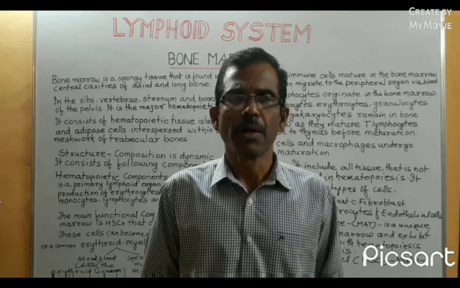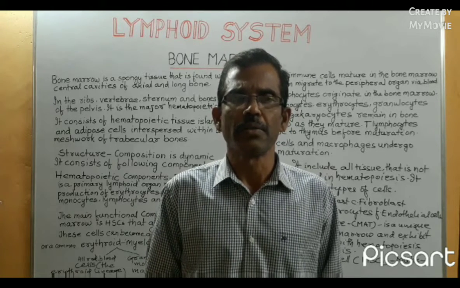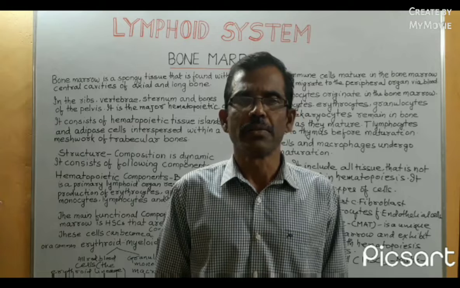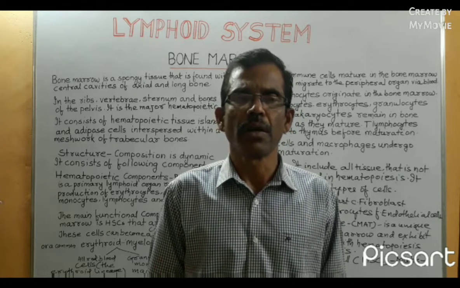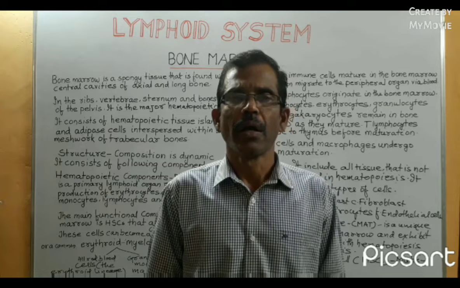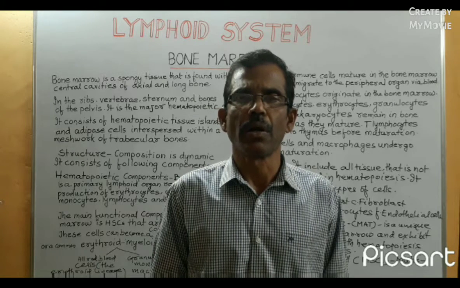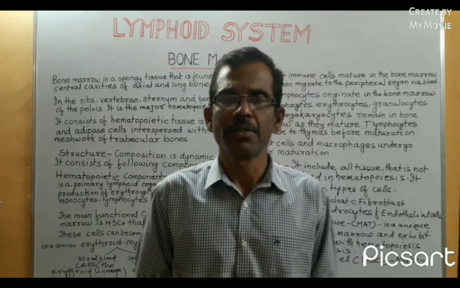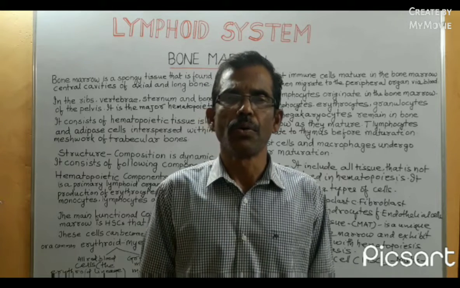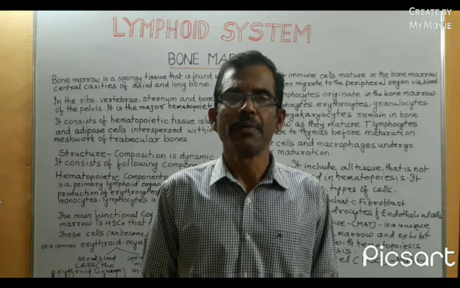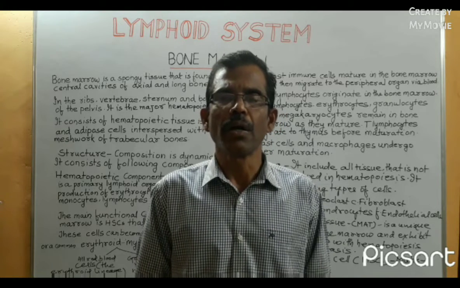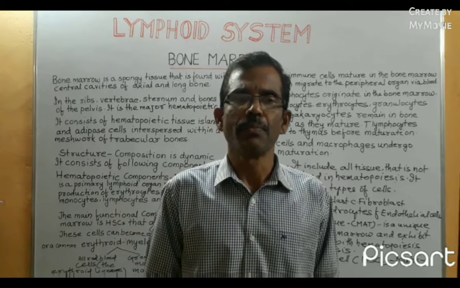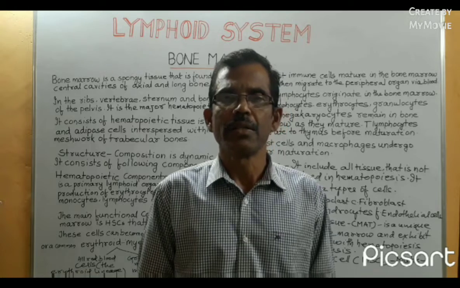We are discussing about the lymphoid system and the lymphoid organs. The organs of the lymphoid system are known as lymphoid organs. There are two types of lymphoid organs. One is primary lymphoid organ and other is secondary lymphoid organ. The primary lymphoid organs include bone marrow and thymus, whereas the secondary lymphoid organs include spleen, lymph nodes and diffuse lymphoid tissue like bronchial associated lymphoid tissue in the lungs and mucosa associated lymphoid tissue present in the digestive tract.